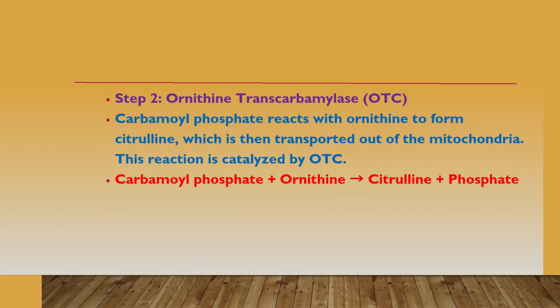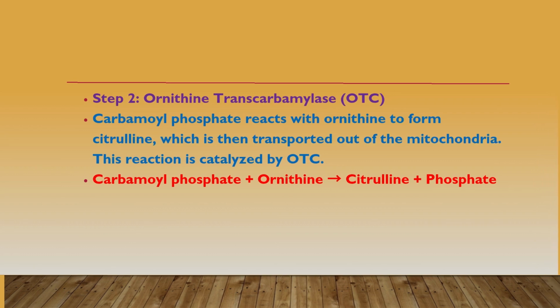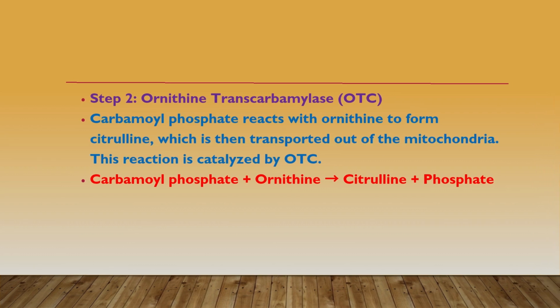Step 2. Ornithine transcarbamylase, OTC, is the enzyme. Carbamoyl phosphate reacts with ornithine to form citrulline, which is then transported out of the mitochondria. This reaction is catalyzed by OTC. Carbamoyl phosphate plus ornithine → citrulline plus phosphate.